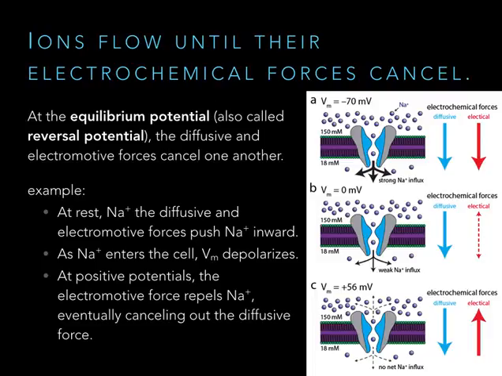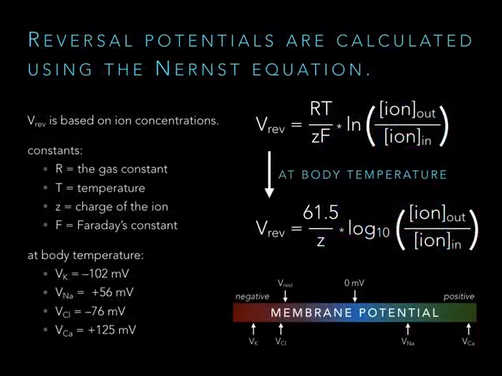So once you open a channel, these two forces are going to move the ion until the diffusive and electrical forces cancel out, and that's our equilibrium or reversal potential. And we can calculate that by using the Nernst equation. This is a very simple equation as long as you make the simple assumption that we're at body temperature. And if you're alive, you're functioning at body temperature. So the reversal potential is really just based on the ion concentrations, which are essentially constant. So the reversal potential is essentially constant.